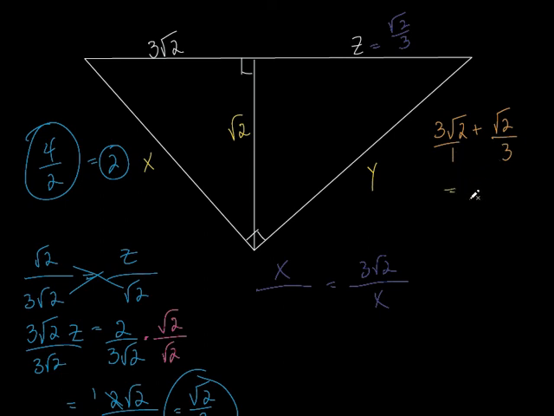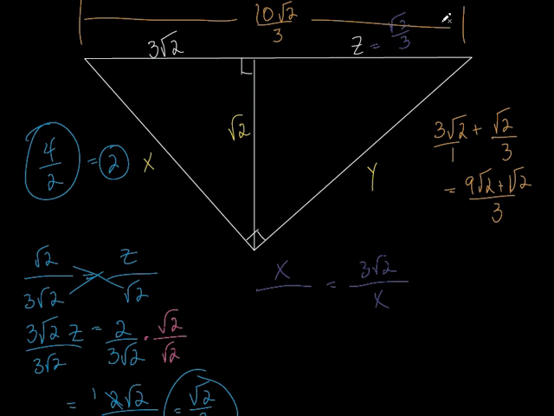What do I do when I add things together? Find a common denominator. So what's that going to be? Times 3, which is what? 9 square root of 2 plus square root of 2. What does that give me? So what's that whole entire length from here to here? 9 square root of 2 plus 1 square root of 2. What's 9 plus 1? 10. 10 square root of 2 over what? 3. So that is that whole distance. So what's this? It's 10 square root of 2 over 3.